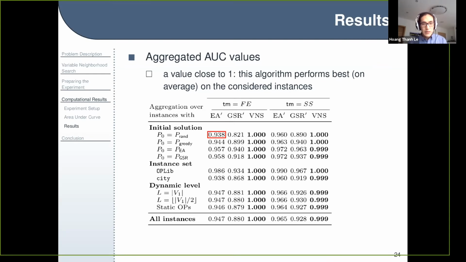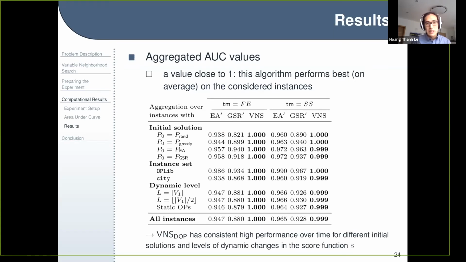You can see that the EA, for example, outperforms the GRASP algorithm, here abbreviated as GSR. And in bold font, you can see the best values in each category. It can be seen that the proposed algorithm obtains the highest values. So this indicates that it has consistent high performance over time for different initial solutions and levels of dynamic changes in the score function. We also performed some more experiments to compare these algorithms. However, presenting them here would unfortunately go beyond the scope of this talk.